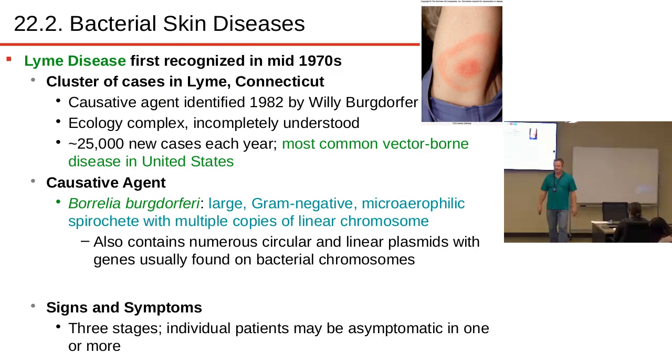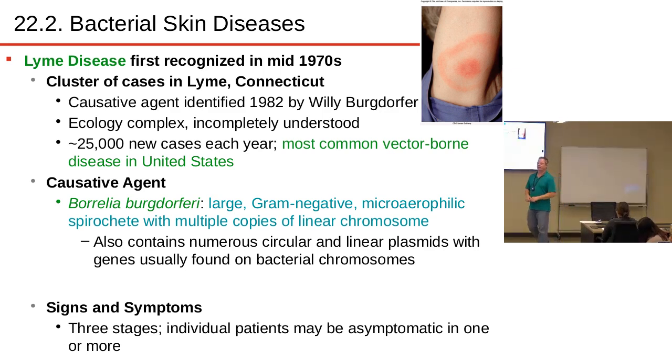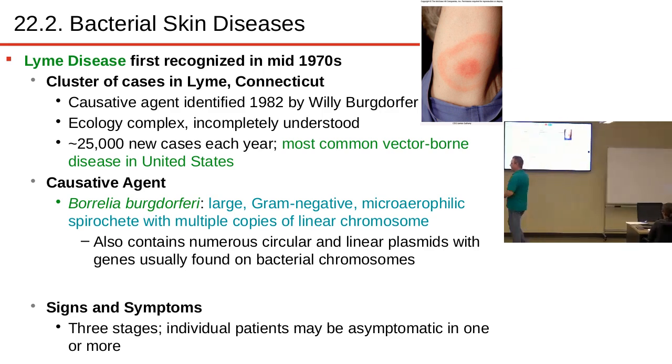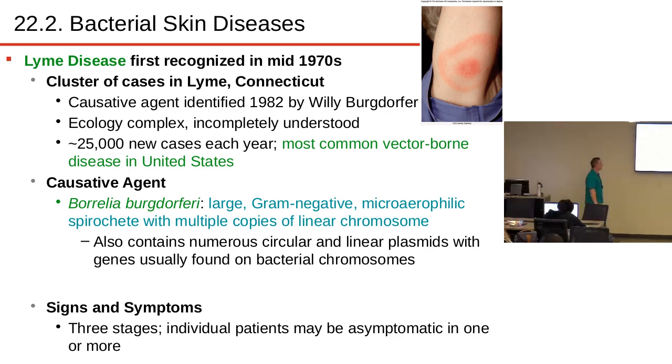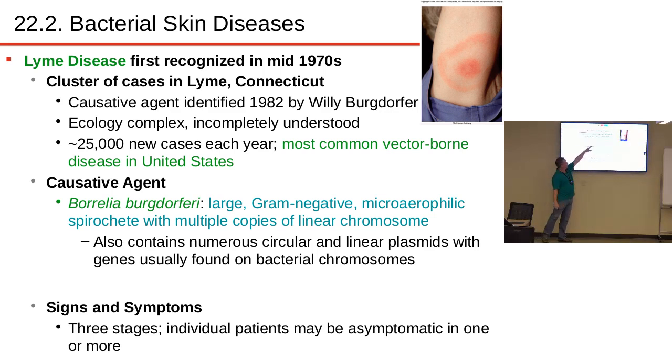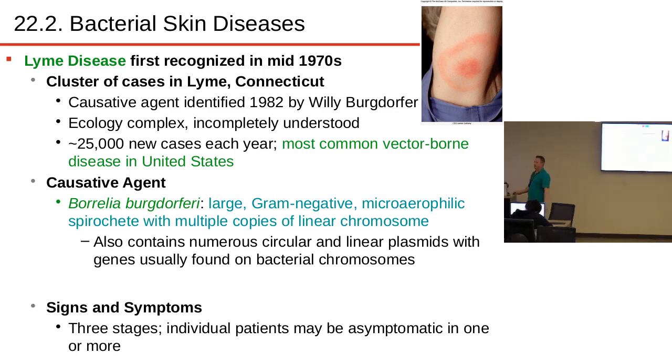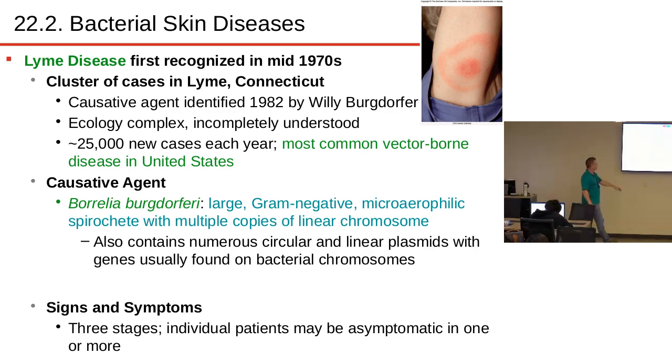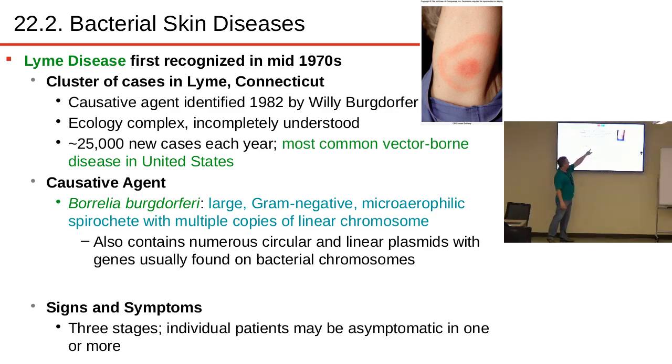First recognized in the 70s in a little town called Lyme, Connecticut, which is where it got its name from. It's not spelled the same as the fruit, right? That's L-I-M-E. This is L-Y-M-E. The causative agent was identified in 1982 by a person named Willy Burgdorfer, which is where the bacteria gets its name. So here the bacterial name is Borrelia burgdorferi, named after the person that discovered it.